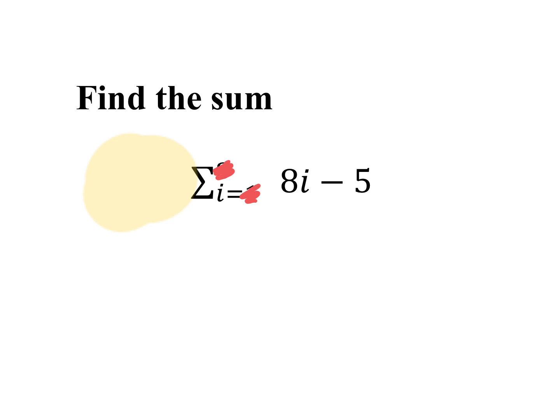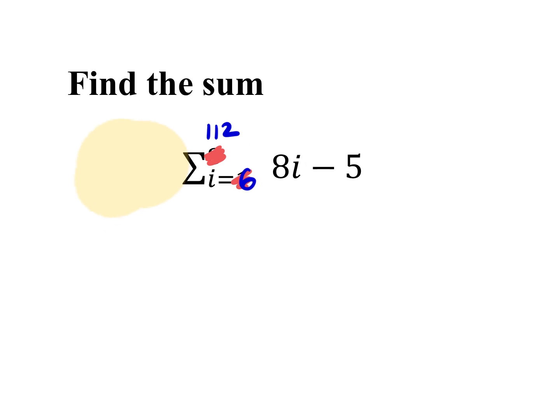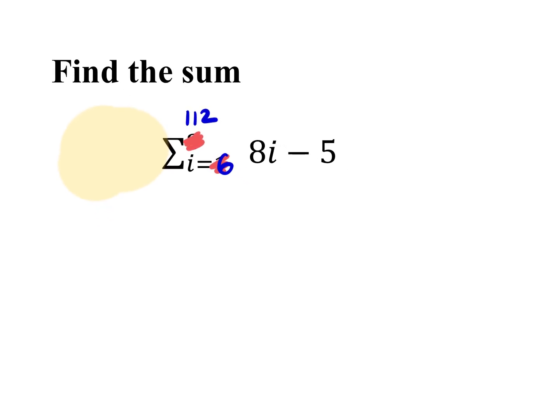All right, looking at the one right below it, I'm going to change the values, the starting and the ending one. Let's say we start with i is equal to 6 and end with 112. So we're finding the sum. Is this an arithmetic sequence or a geometric one? How did we know that it's arithmetic?